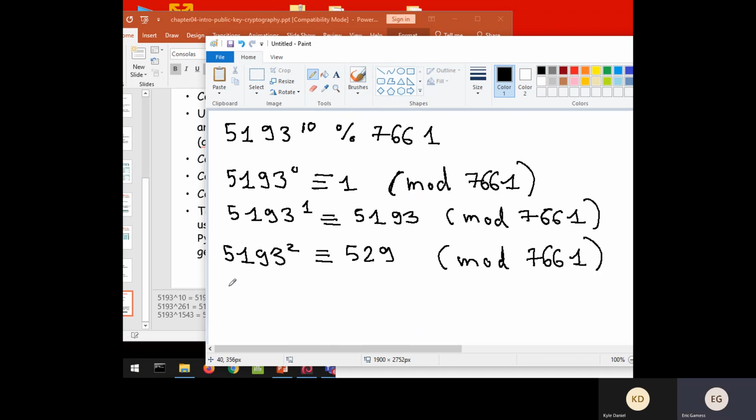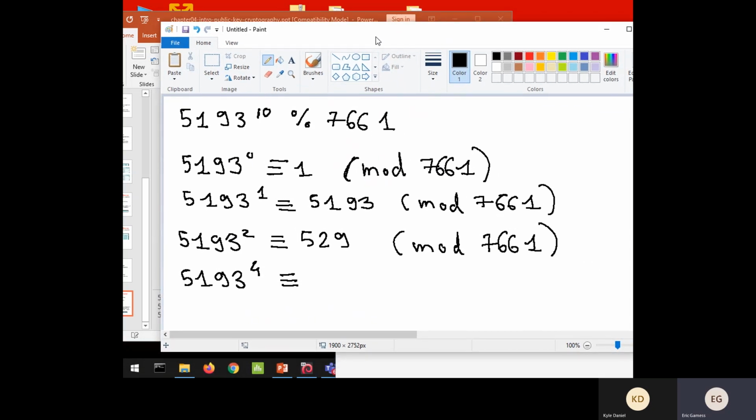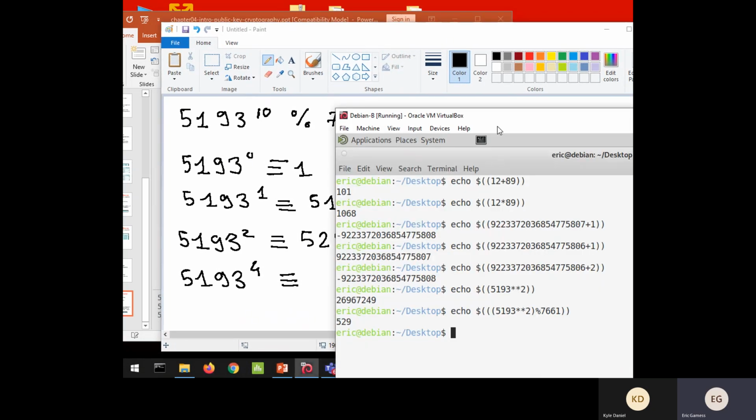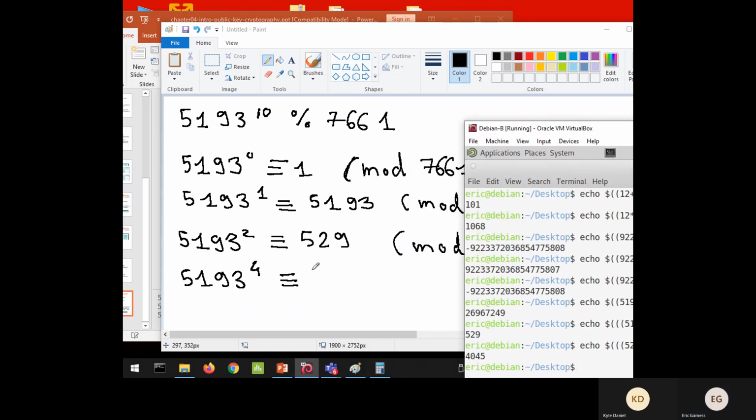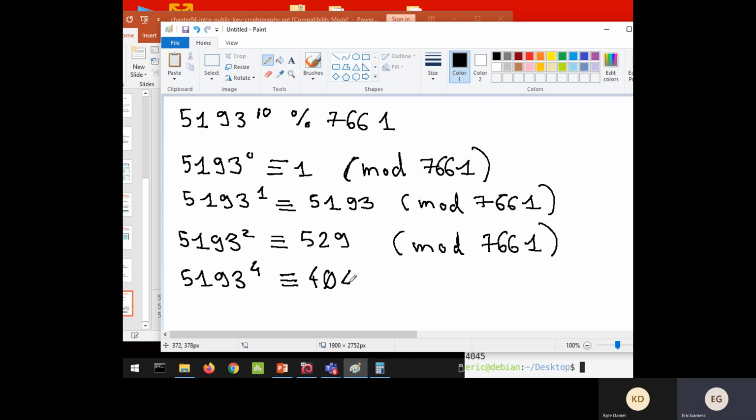Okay? Then I'm going to do this one to the 4. If I want to do to the 4, what should I do? According to the property that we saw, what can I type here to do to the 4? Just type 529, the previous result, which was the square. And it's giving me 4,045. So 4,045 modulus 7,661.